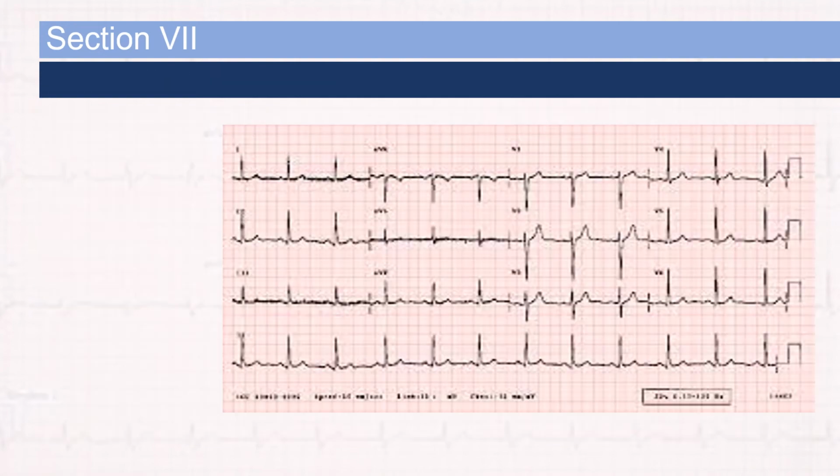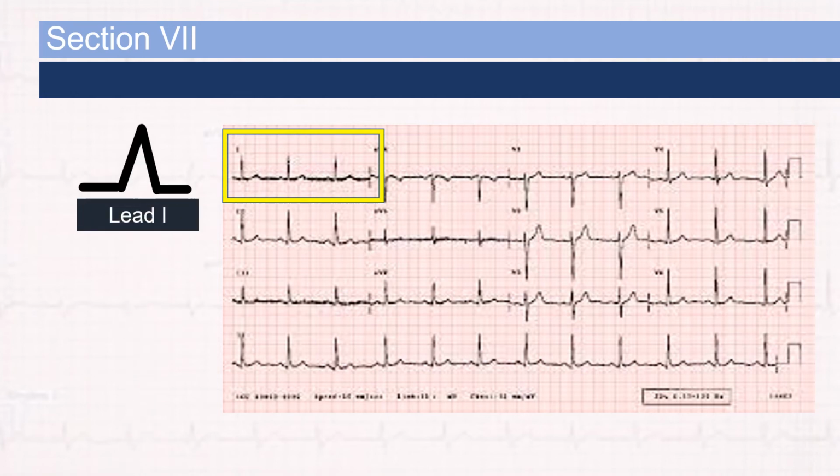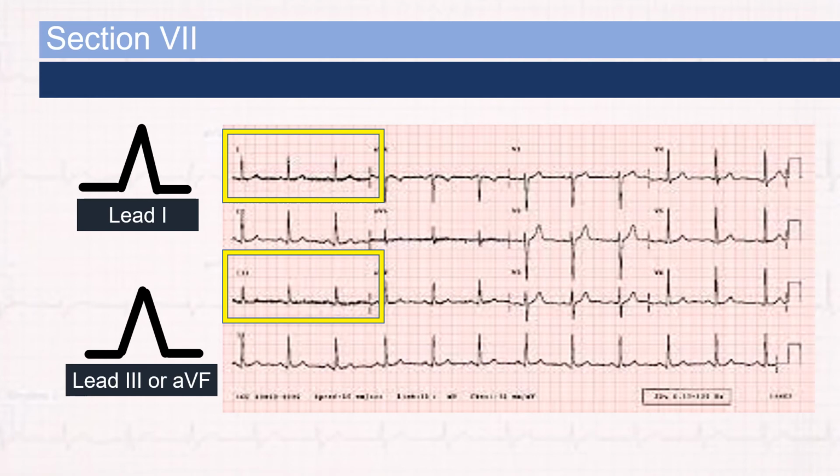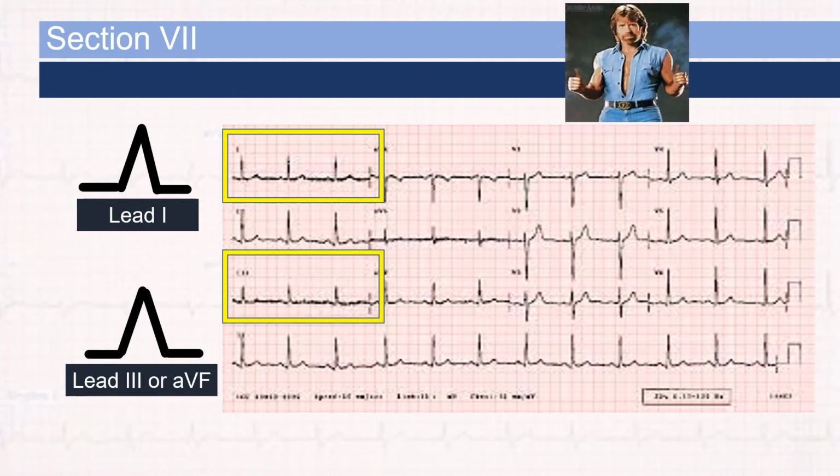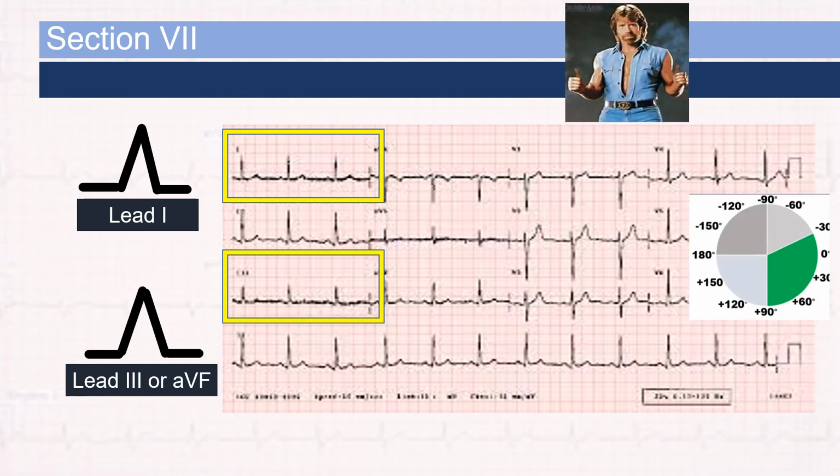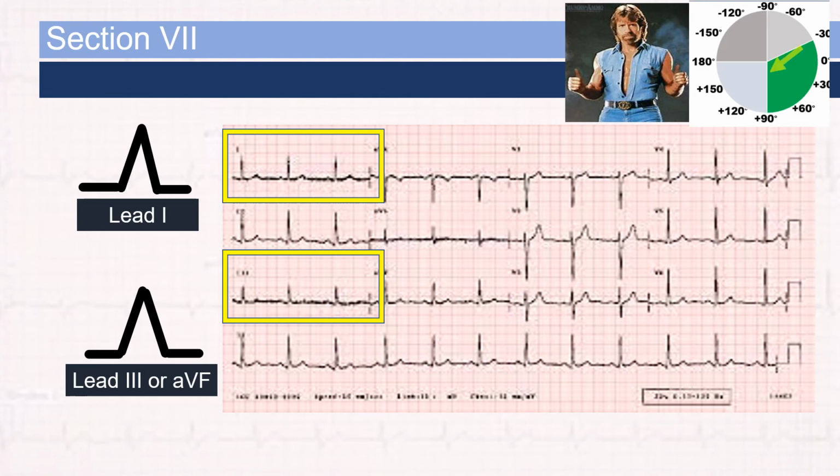Let's take a look at this EKG strip. In lead 1, the QRS is primarily above the isoelectric line. In lead 3 and AVF, the QRS is also above the isoelectric line. Some people remember this as two thumbs up. Thanks, Chuck Norris. This is considered normal axis.